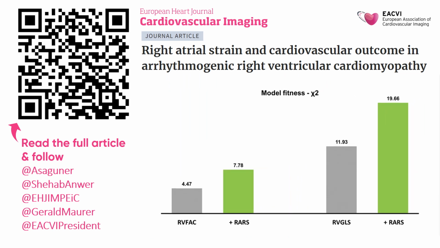Reservoir strain of the right atrium improved the fitness of the bivariable models for the association of the right ventricular fractional area change as well as the right ventricular global longitudinal strain with cardiovascular events. This extends the findings of how the right atrial reservoir strain improved the association of the right atrial volume as well as various dimensional and functional right ventricular parameters, including the right ventricular global longitudinal strain itself, with the cardiovascular outcome. Therefore, the assessment of both the right atrial and right ventricular strain might be considered as a part of a comprehensive echocardiographic assessment in patients with arrhythmogenic right ventricular cardiomyopathy.